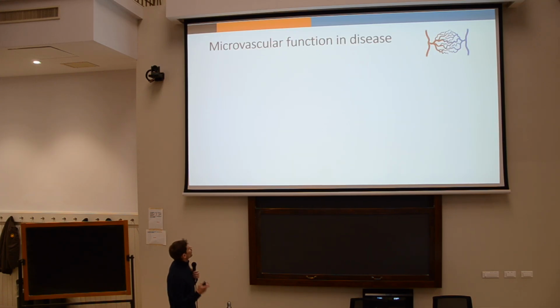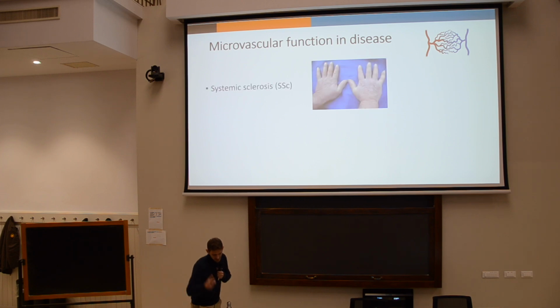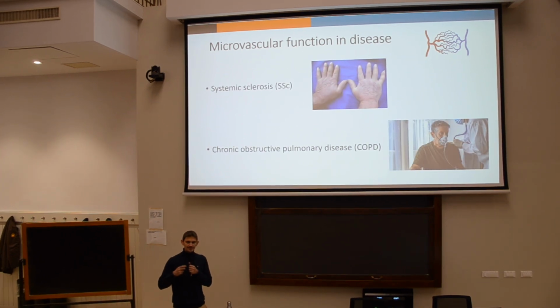What about the second topic, the evaluation of microvascular function in diseases? For this purpose, we studied two different patient populations: patients with systemic sclerosis and COPD patients. Systemic sclerosis is a multi-system autoimmune disease characterized by vasculopathy, and endothelial dysfunction is a key mechanism in the pathogenesis of this disease.